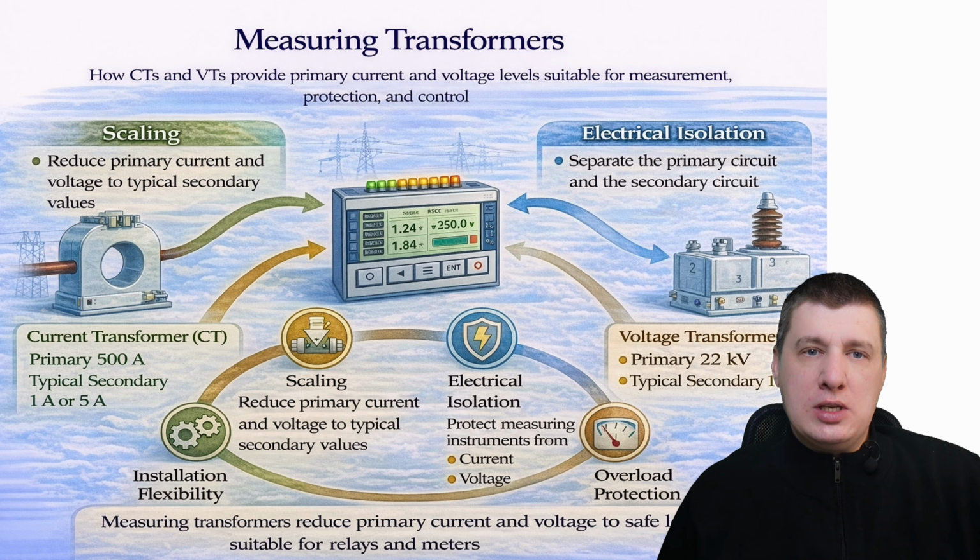And fourth, installation flexibility. They allow protection, control and monitoring devices to be installed at a safe distance from high voltage primary equipment. Current transformers reduce line current to typical secondary values, such as 1 amp or 5 amps. Voltage transformers reduce primary voltage to standard secondary levels, commonly 100 volts. Without measuring transformers, modern protection systems could not operate accurately.